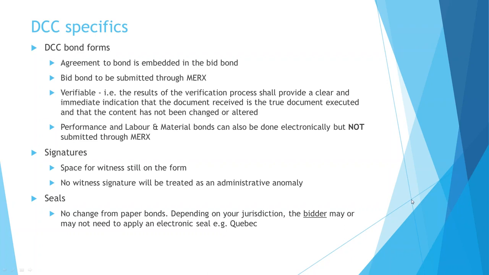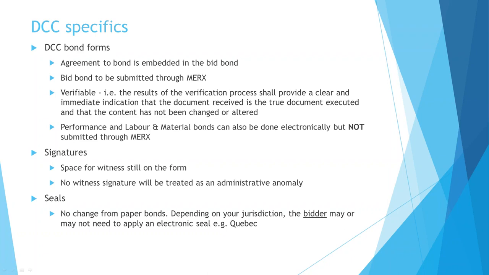So some of them are on the bond form itself. We use what I'll call the federal bond form, so Public Works, or PSPC now as they're called, Public Services and Procurement Canada, use the same type of bond forms that we use. And in that form, the agreement to bond, which sometimes suppliers tend to attach to their tender, is embedded inside of our bid bond. So there's no need for the construction industry to attach an agreement to bond for the subsequent performance bond and the labor and material bonds. That's already covered in our bid bond.